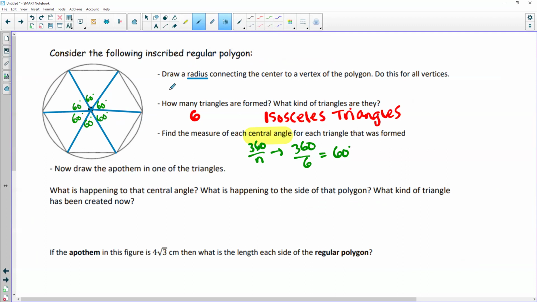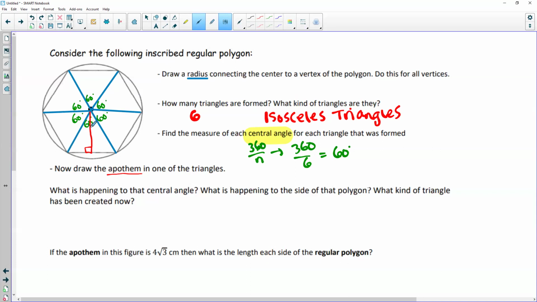Okay, so now what it's asking us here is to draw an apothem. So draw an apothem in one of the triangles. So I'm going to just decide to draw it right here. If we draw in that apothem, remember that the apothem is perpendicular to the side. And one thing that we mentioned earlier is that these triangles are isosceles, right? That's what we mentioned right here. What kind of triangles are these? They're isosceles triangles because radii are congruent.